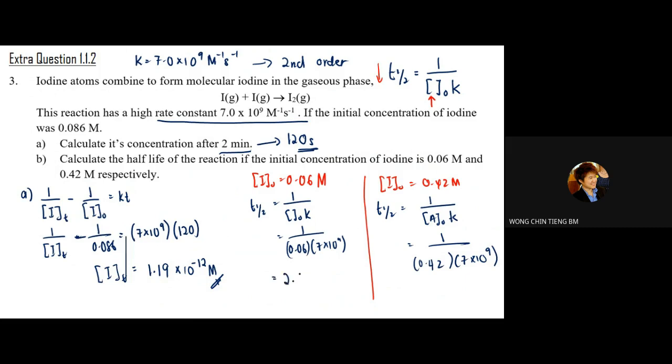2 point? Round table as I promised. Go up. 2.38 units. Next. Agree? Okay.